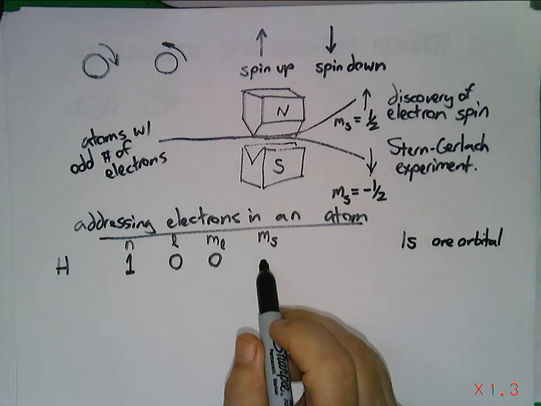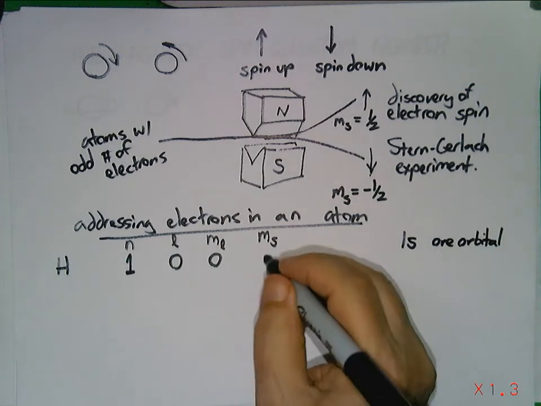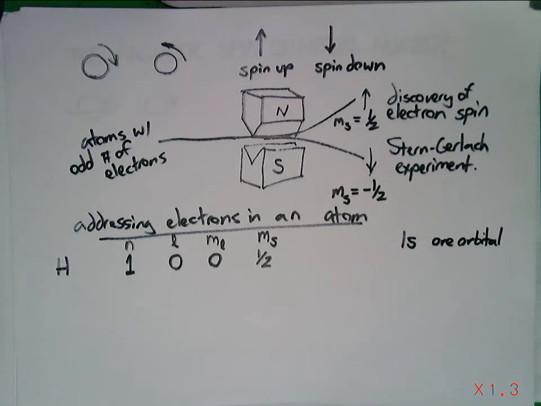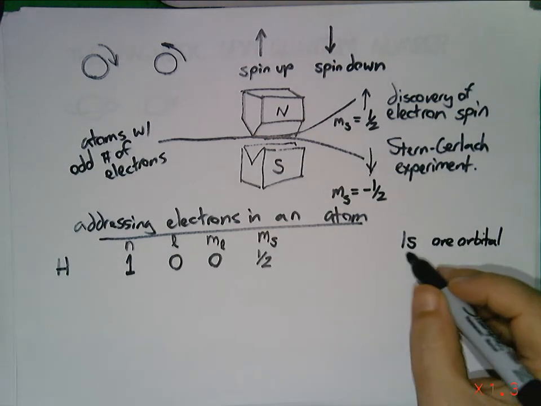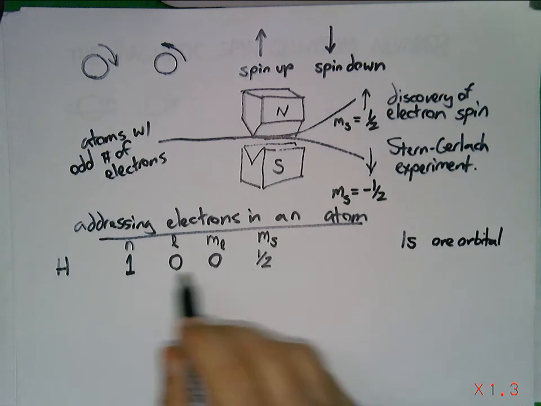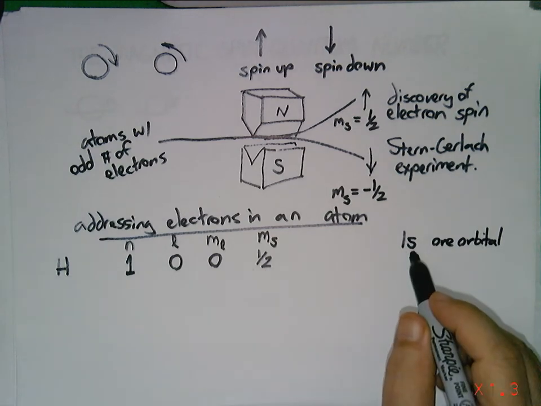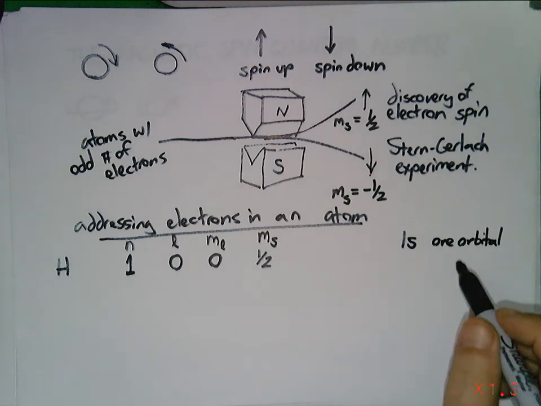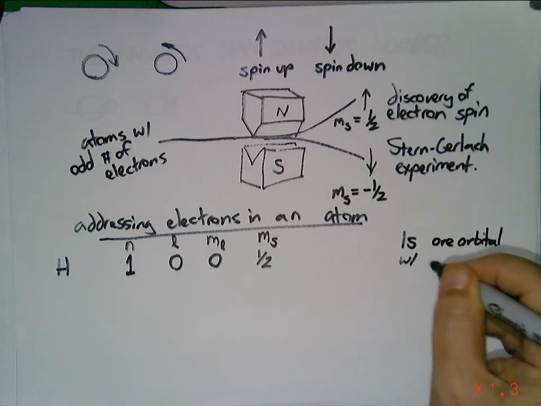Now, how about the electron that's in there? It could be either spin up or spin down. Let's say it's spin up. So what I've got here with the story that these things are telling me is that I have a 1s subshell with one orbital in it. That's all that's allowed. And it's got a spin up electron in it.